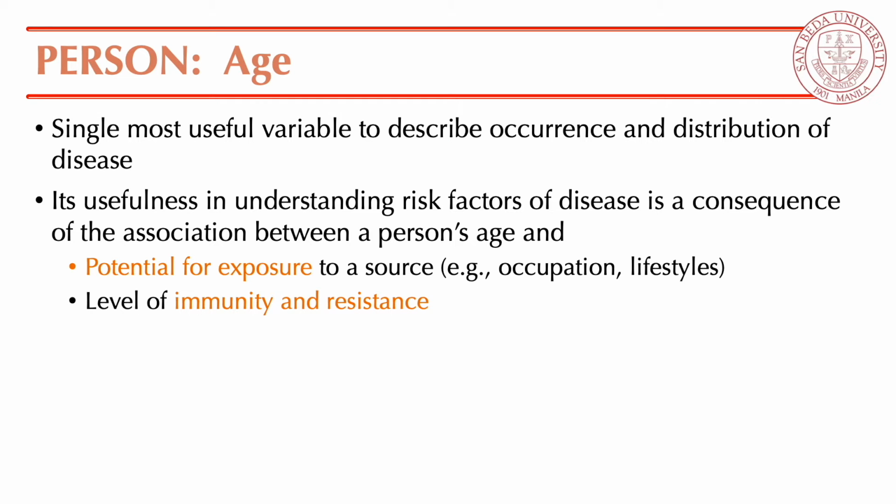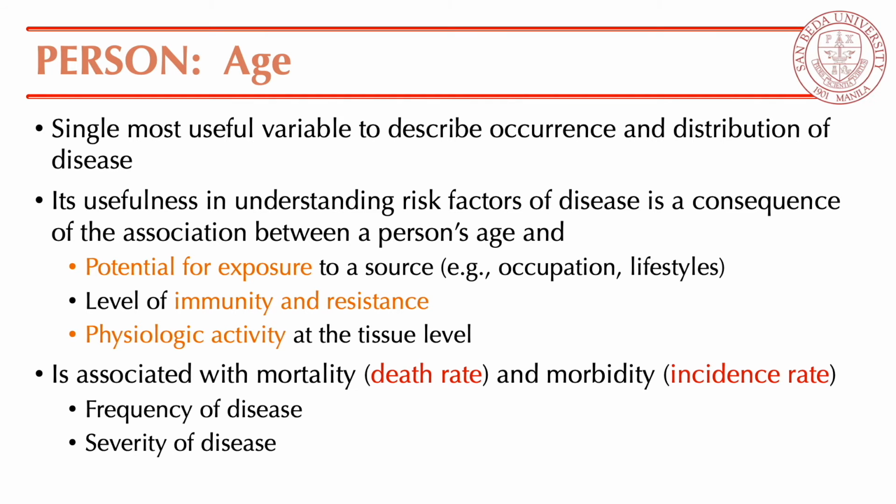The association of age with one's level of immunity and resistance explains why extremes of age are generally more susceptible or vulnerable to a number of clinical conditions. Disease can also be a consequence of age being associated with physiologic activity at the tissue level. As I'll be showing in the figures that follow, age is associated with morbidity and mortality, and can be a function of the frequency and severity of disease at certain age groups.